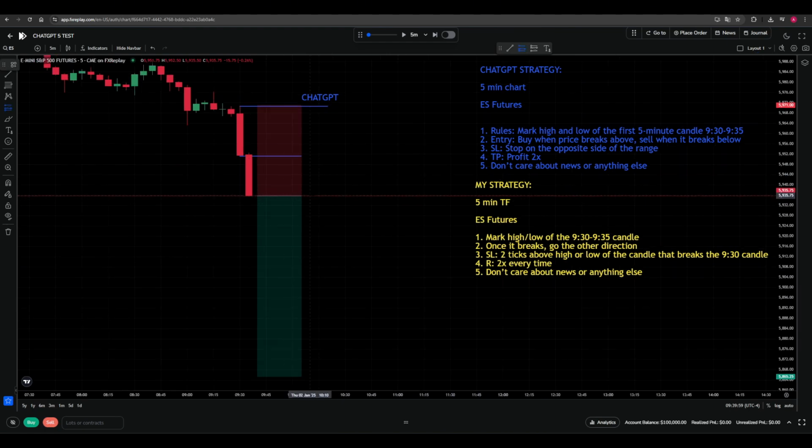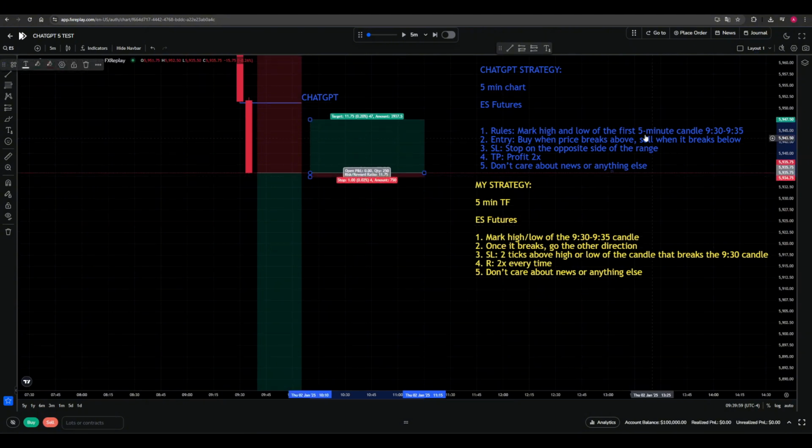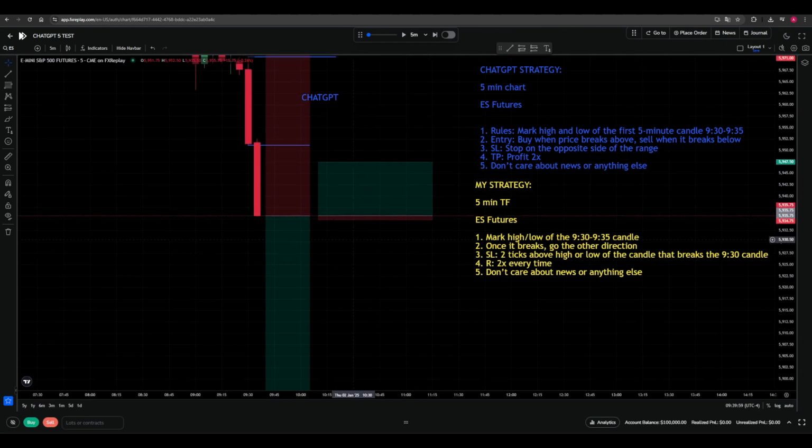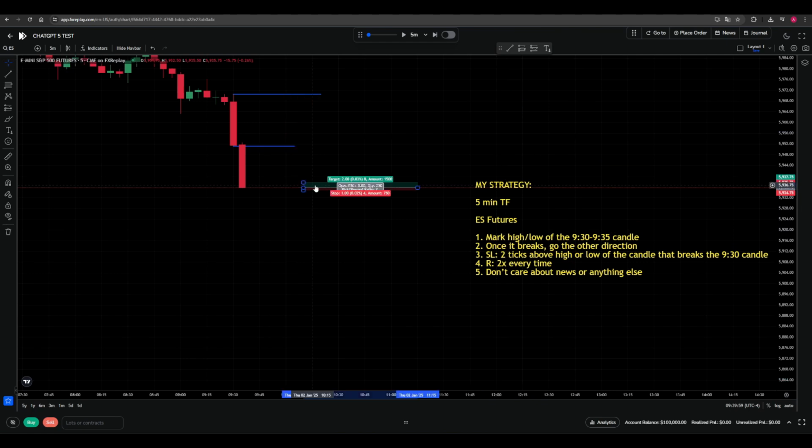So my trade would look like this. Entry here as well, but I'm going long, and I'm placing the stop 2 ticks below the low here of the candle that broke out. So this would be a very, very tight stop loss, but this is my strategy, and it would basically look like this. I hope you understand. In this video, I'll only be doing my strategy, so delete this, and I'll be using this.